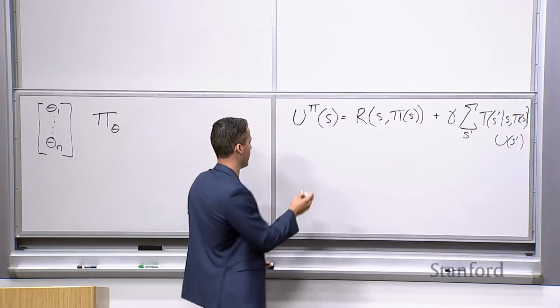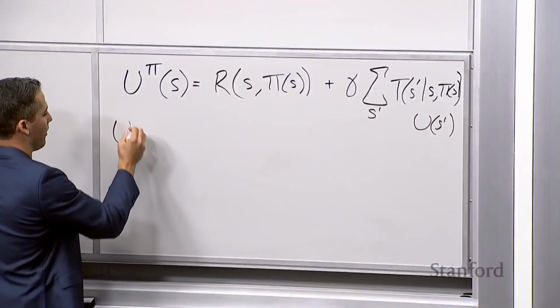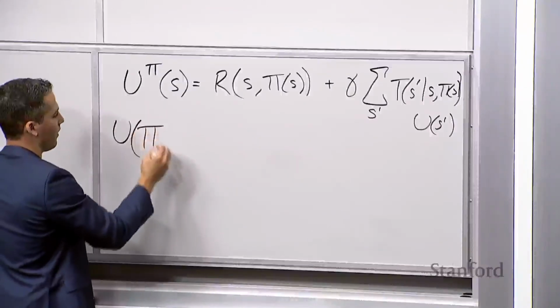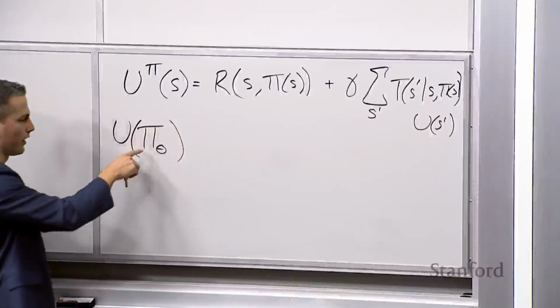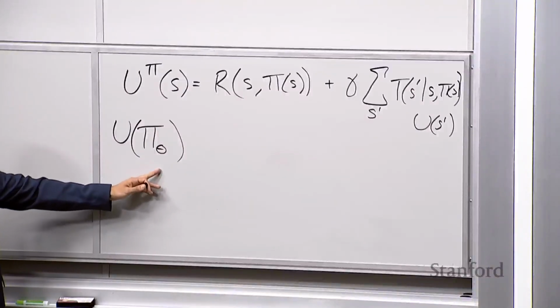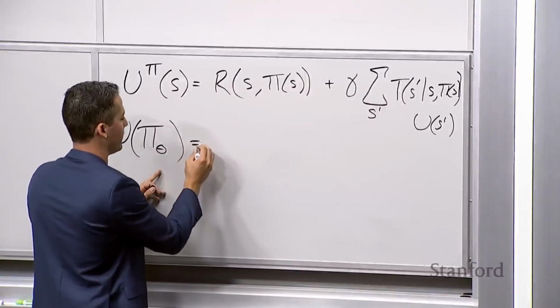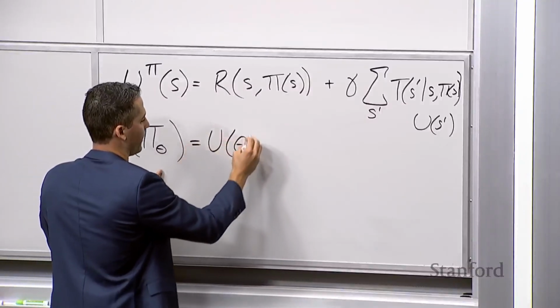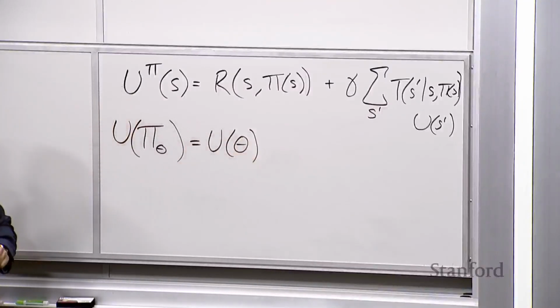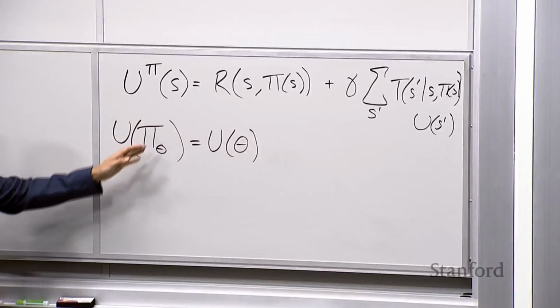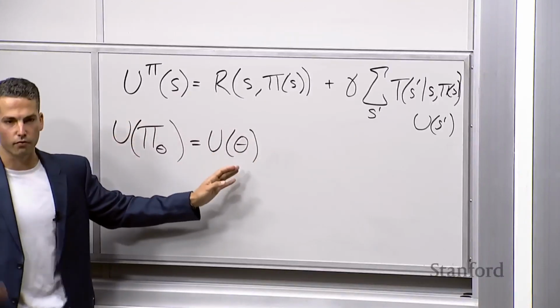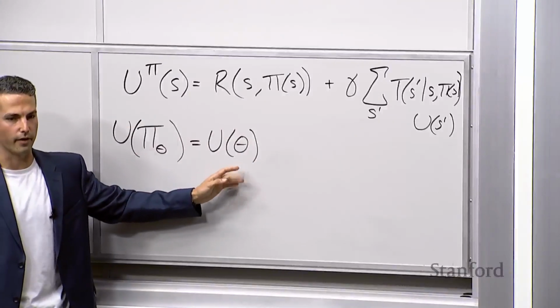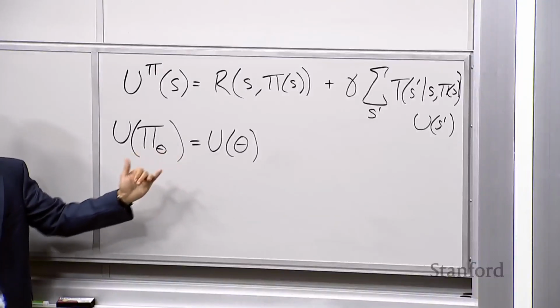Okay, so what that looks like is when we say the utility of a policy, this is utility of a policy parameterized by theta. What we'll do is equivalently just write this as U of theta. So this is just shorthand notation to drop the pi theta, because really what controls our policy is these parameters. So these mean the same thing here. It's just convention.